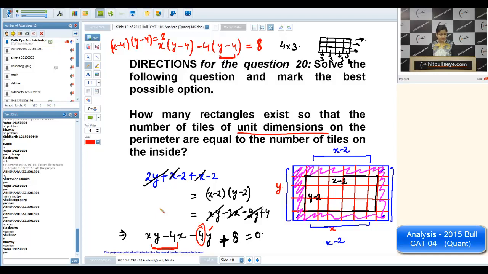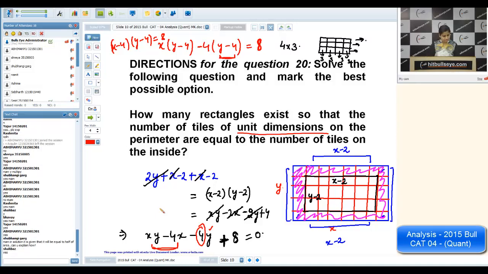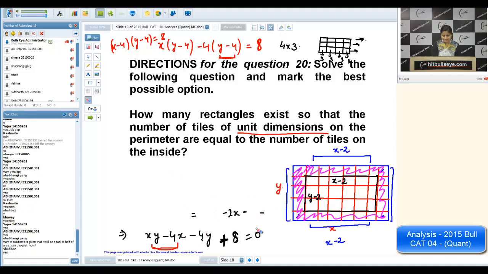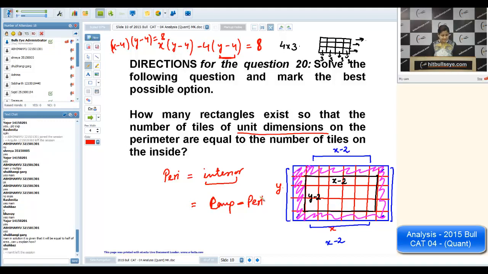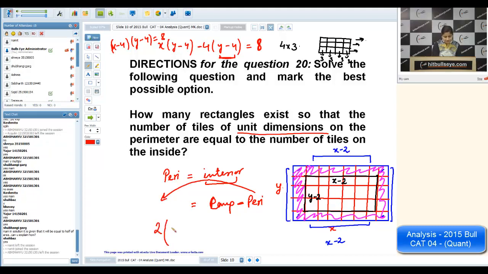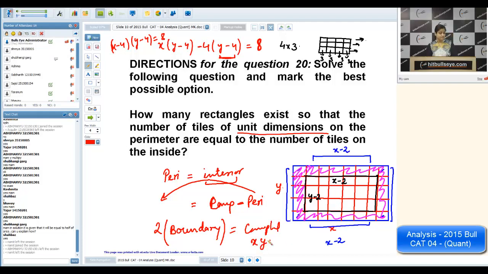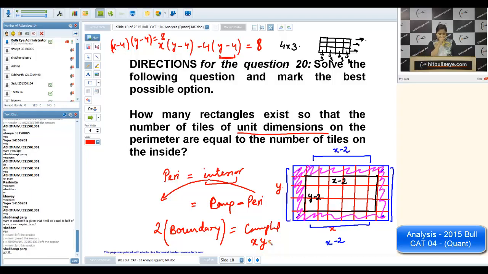Yes guys, is it okay? Should I move further? Yes, Shubhangi, I will. Of course, both are the same things. By taking both, we'll get the same answer. What is the thing given here? Perimeter is equal to interior. Now, interior can be written as the complete area minus the perimeter boundary. So, if we add perimeter here, it will become 2 times the number of tiles on the boundary equal to the complete area. What is the complete area in this case? It will be xy. That is the thing given in the solution. Is it okay, Shubhangi? Okay, let's move.